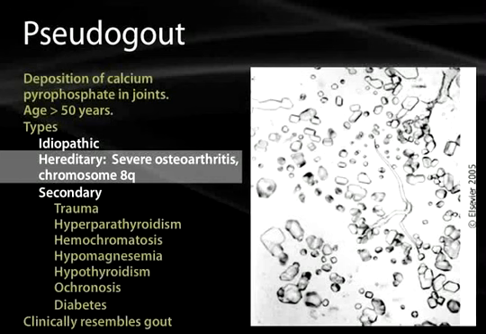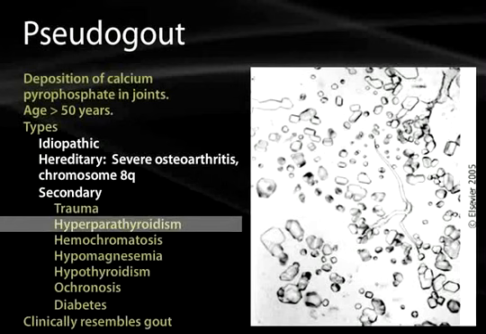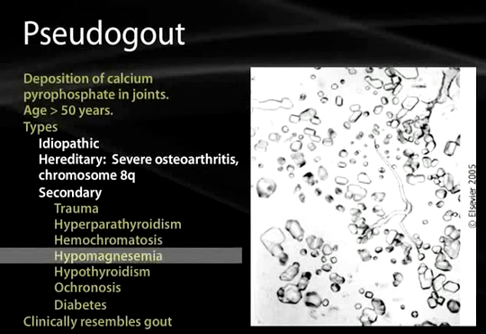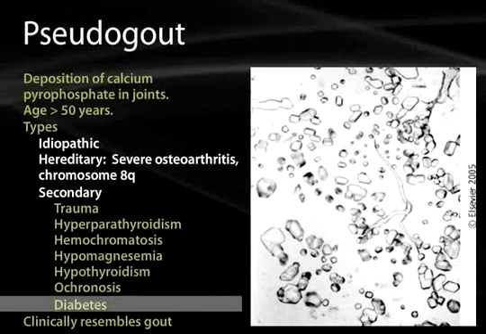Also think about pseudogout from various secondary causes, that is, patients who for some reason may have abnormalities either within their joints or within their calcium homeostasis. Thus think about pseudogout, for example, in patients where there's been involvement of the joint by trauma, or who have changes in their calcium metabolism due to things such as hyperparathyroidism, or have other changes within their metabolic balance, including conditions such as hypomagnesemia, and who also may suffer from things such as hypothyroidism, ochronosis, or diabetes.